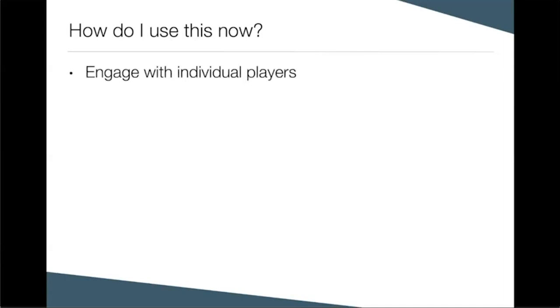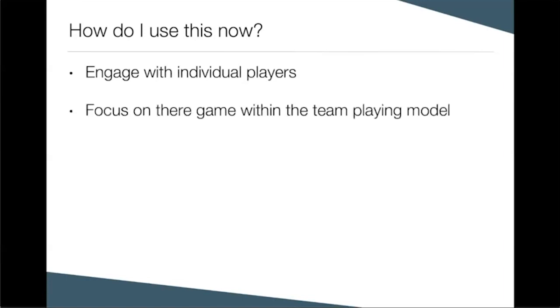Whether it's through video footage or through conversations as a result of that video footage, we're spending a lot of time providing feedback based on the videos that we've managed to get through preseason so far, which has proved incredibly valuable. So predominantly we've been focusing on the individual's game, but within our team player model.